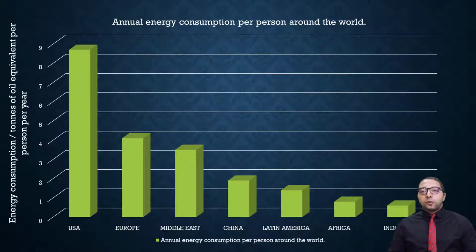The Middle East goes for the third place, then China, Latin America, Africa, and ending with India. So this chart represents how a person, based on their place, can consume more or less energy in comparison with another person in a different place.